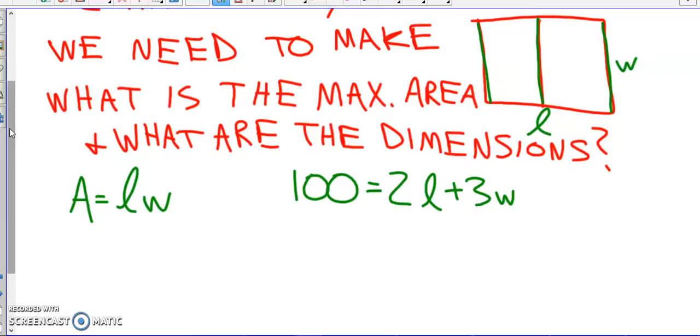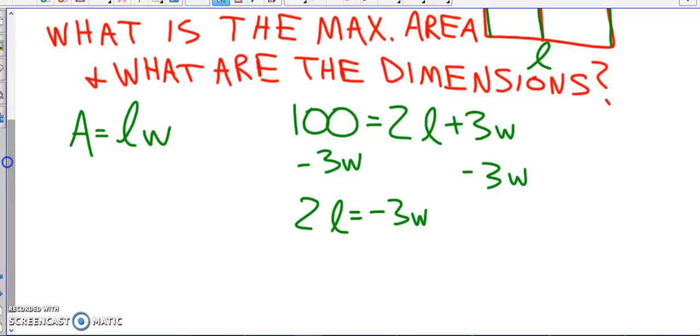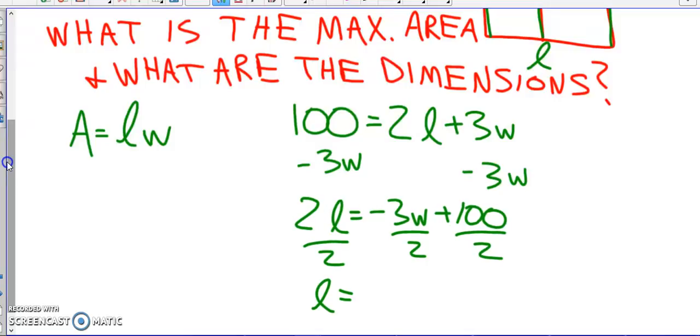So similar to the last problem, what we've got to do is take this equation here and solve it for one of the variables. Which variable would you like to solve for? L. Anyway. 2L equals negative 3W plus 100, right? And then you divide everything by 2. L equals negative 3/2 W plus 50.